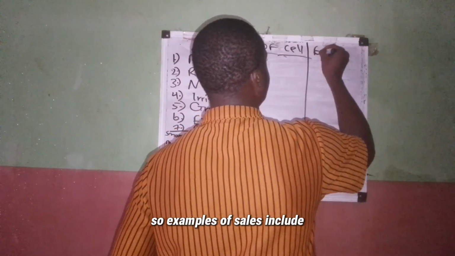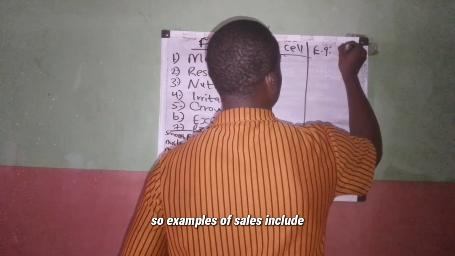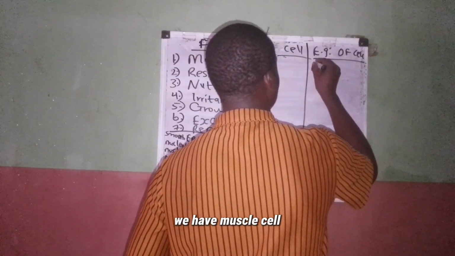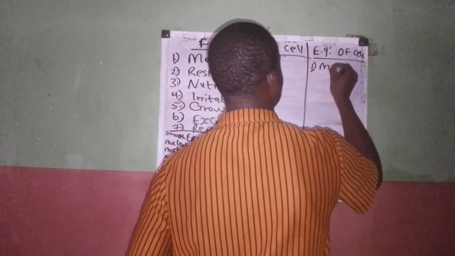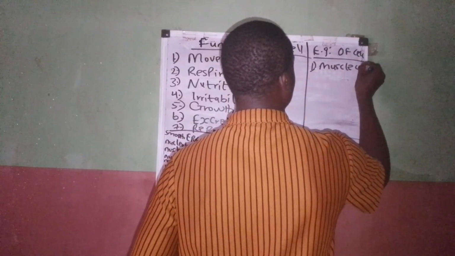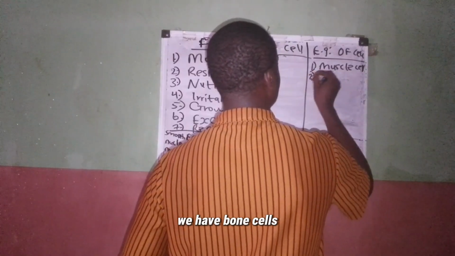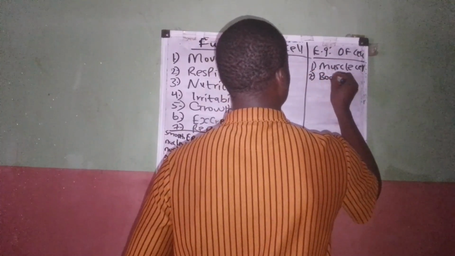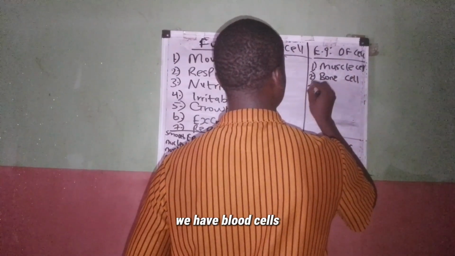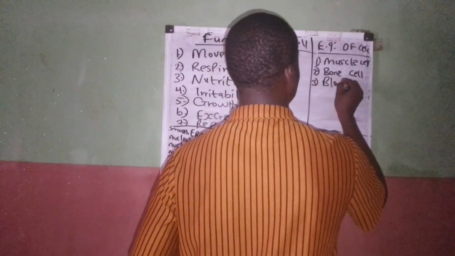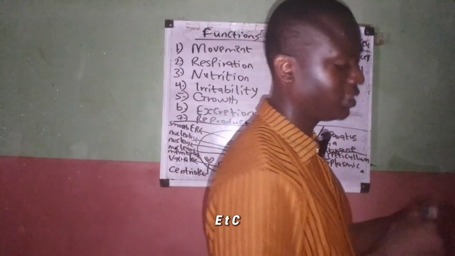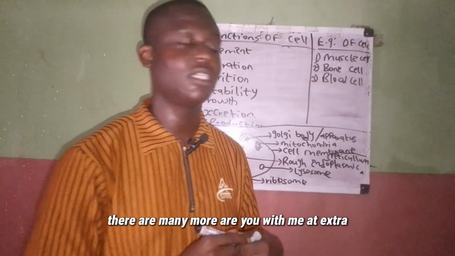So examples of cells include muscle cells, bone cells, blood cells, etc. There are many more. Are you with me?